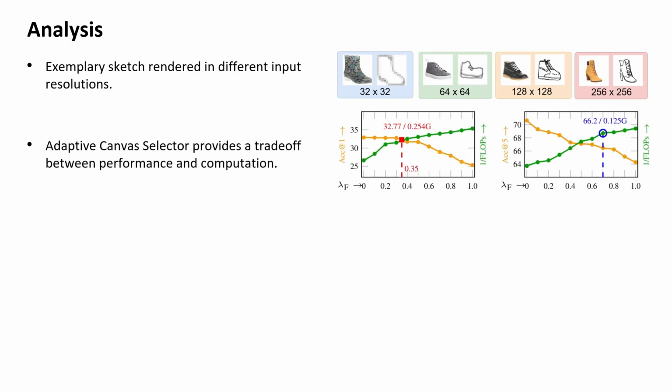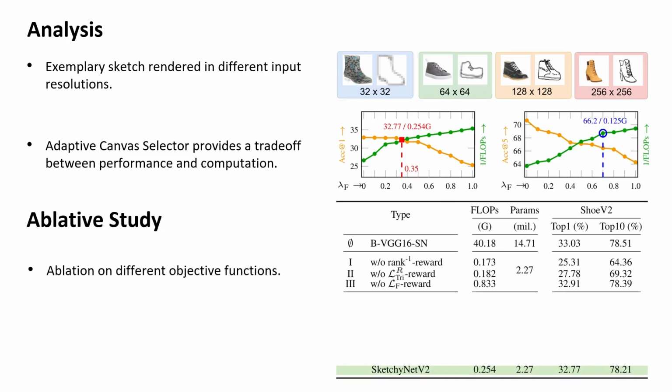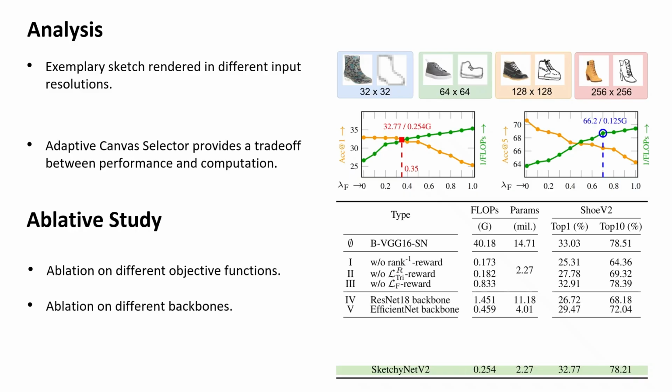Next, we look at the impact of canvas size on the performance efficiency trade-off. Recall that we had a control hyperparameter lambda f in the reward function. This hyperparameter gives us a trade-off between flops and accuracy and can be tuned for optimal performance according to the requirements. We also perform several elaborative studies to justify our design choices. We perform a reward strip-down analysis and observe that each component of the reward function is crucial for optimal efficiency and performance. We perform an ablation on different small networks as backbone for SketchNet V1 and found our choice of MobileNet V2 to be the best.